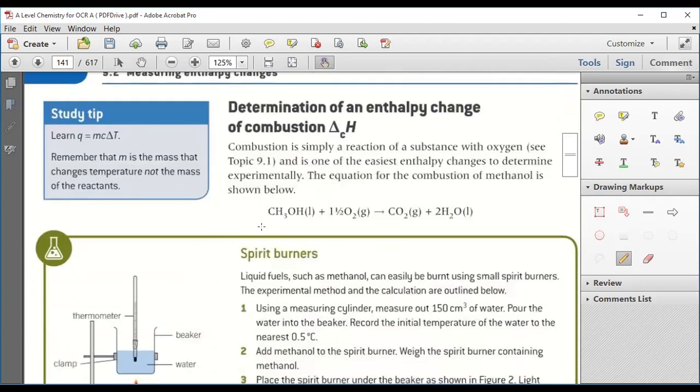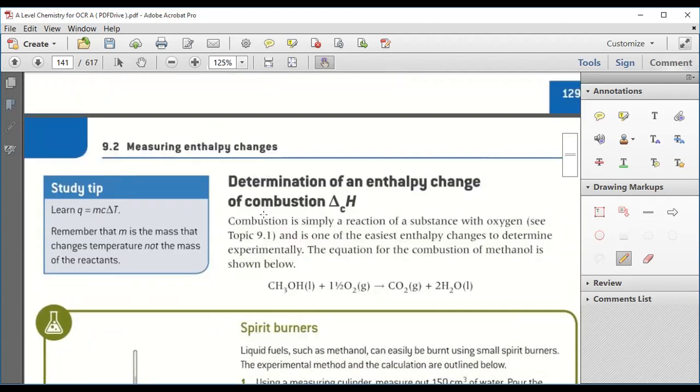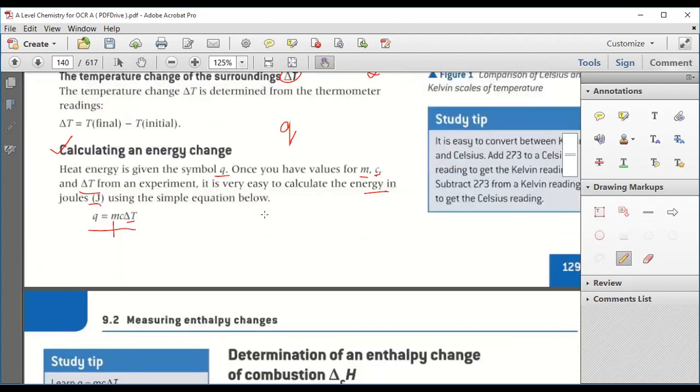Now, determining an enthalpy change of combustion, delta H C. Till now we have determined the energy change. How can you determine the energy change? We have a specific formula, Q equals mc delta T. Now suppose you have a copper block of 50 grams and you heat it. Initially the temperature is 25 degrees Celsius and you heat it to 70 degrees Celsius. So what amount of heat do you need to take it from 25 to 70 degrees Celsius?